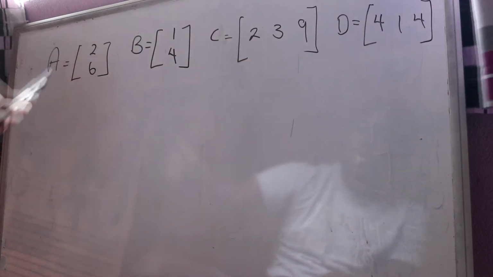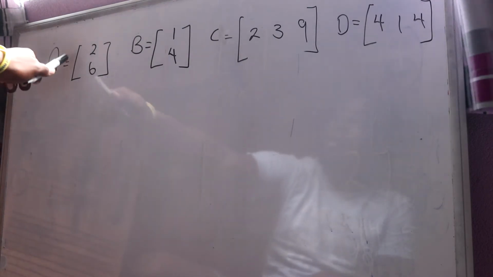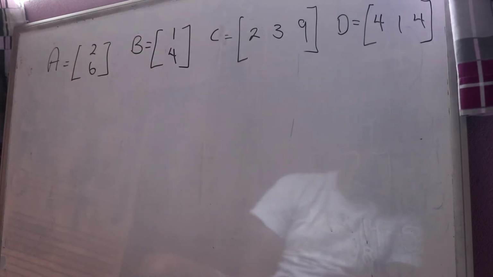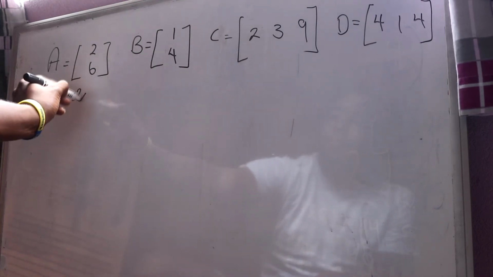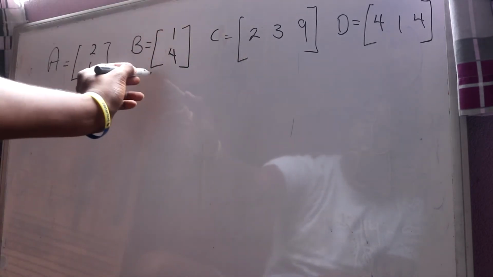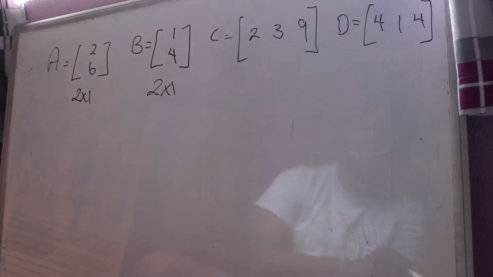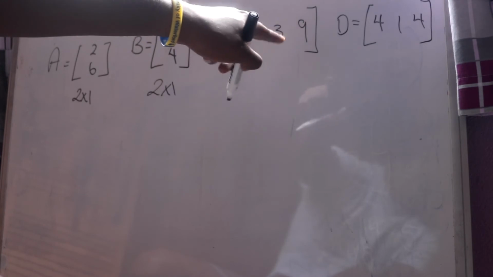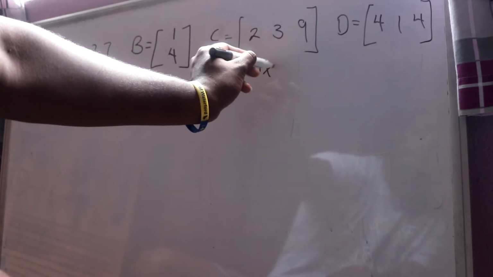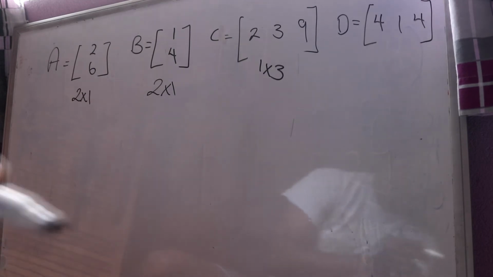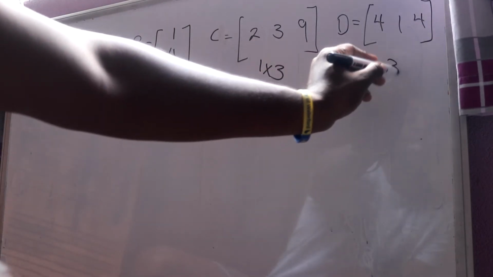Alright, so for A, how many rows do we have? I count 1 and 2. Columns, we have 1 column. So this is a 2 by 1 matrix. For B, same, 2 rows, 1 column. So this is another 2 by 1 matrix. For C, we have 1 row and 3 columns, so this is a 1 by 3 matrix. And D has 1 row and 3 columns, so this is also a 1 by 3 matrix.